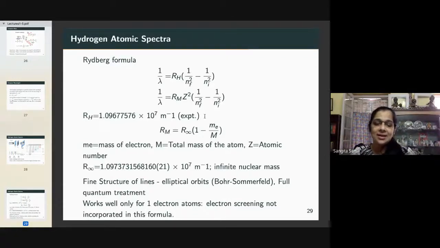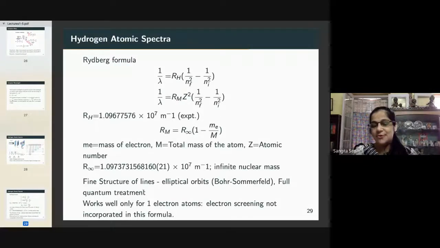And one can get the Rydberg constant for any atom from this relation, where R infinity is the Rydberg constant assuming infinite nuclear mass, and this is the reduced mass of the electron in that atom. R infinity is basically a theoretical quantity, which has this value. From this you can compute the Rydberg constant for any material, and then this expression will give you the lines of the atomic spectrum.